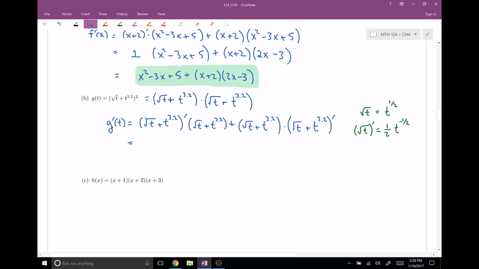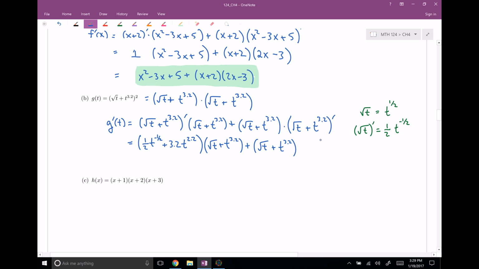So I'm going to take the derivative of the square root of t. That's going to be 1/2 t to the negative 1/2 plus the derivative of t to the 3/2. So a 3/2 comes down, and I reduce my power by 1, so I have t to the 1/2. Leave that second alone there. So root t plus t to the 3/2 plus root t plus t to the 3/2. So far so good. We're leaving that one alone.